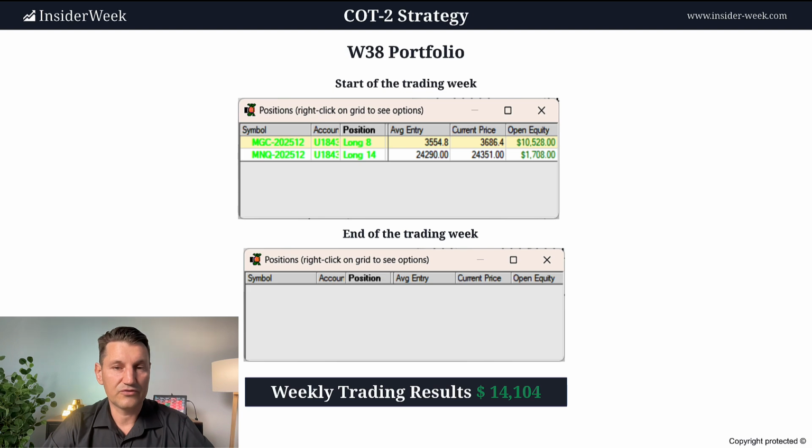I trade 3 trading strategies. The reason is diversification. Here you can see the portfolio I started with in the last trading week. I had 2 open trades in my portfolio. I was 8 contracts long in gold, and I was 14 contracts long in micro Nasdaq. During the week, both trades were closed, and as you can see, I ended the week with an empty portfolio. The weekly result is plus $14,104.